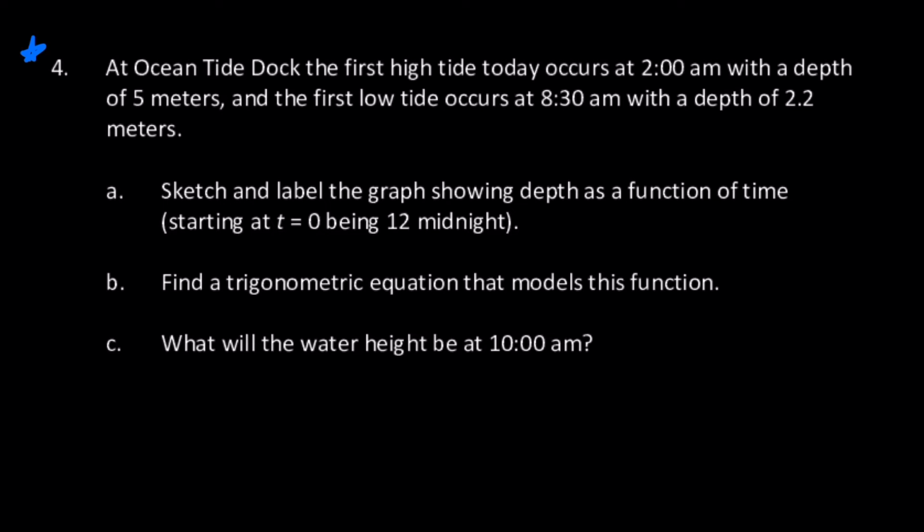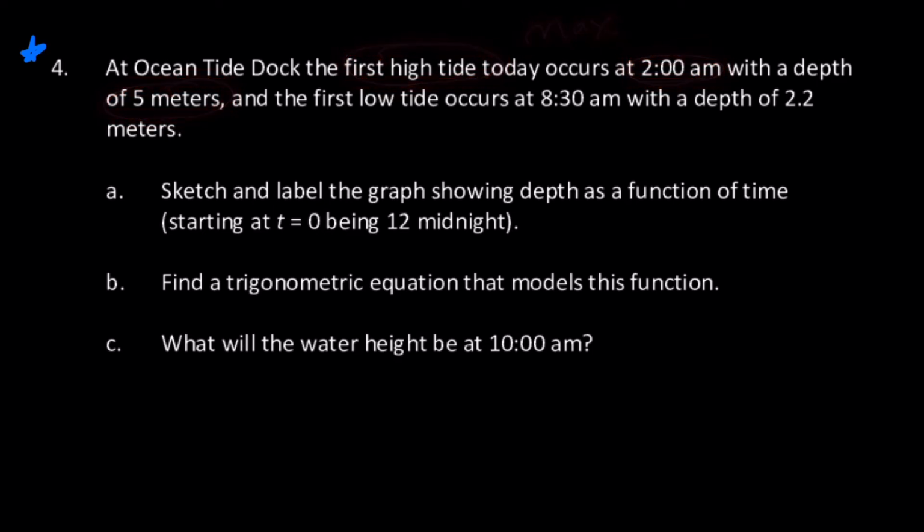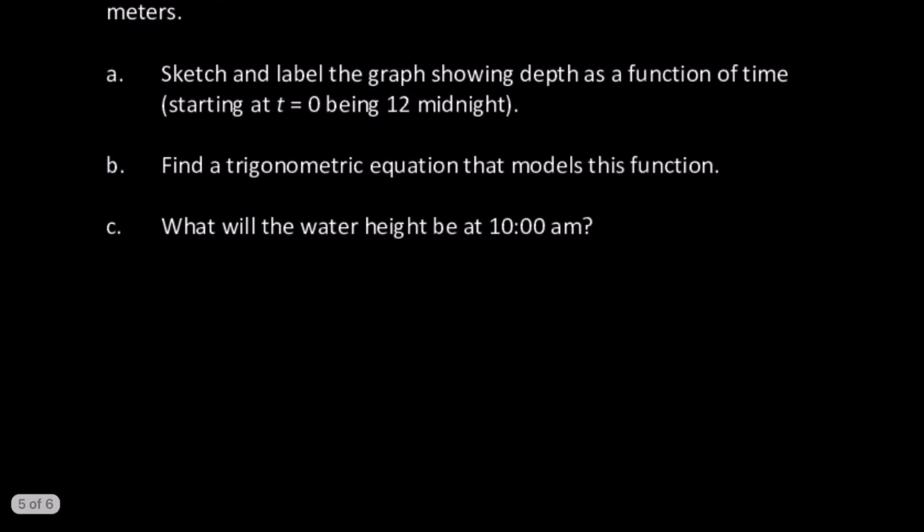So the first thing we need to do is set up our axes so that we can plot these two data points. 2 a.m., depth of 5 meters, that's the first high tide, so that's a max. It's a high point. And notice it says the first. The first low tide occurs at 8:30 a.m. with a depth of 2.2. All right, so I've got to scroll a little bit to sketch this, but the first thing I want to do is kind of sketch this situation. So this will be part A.